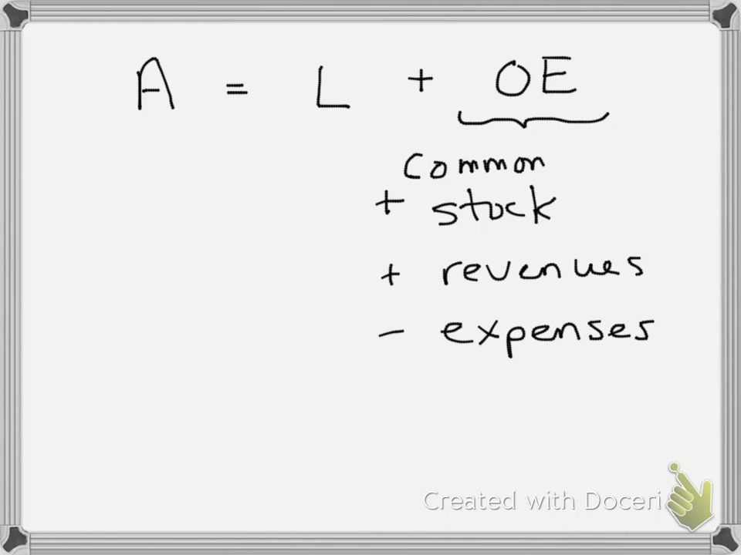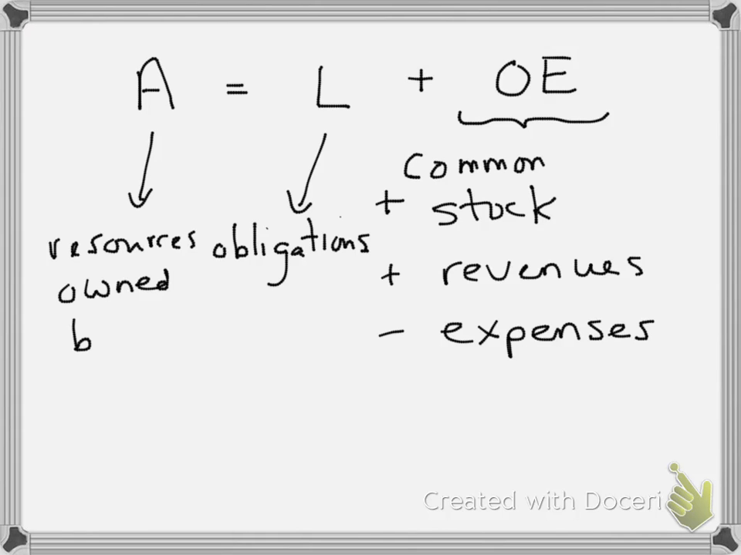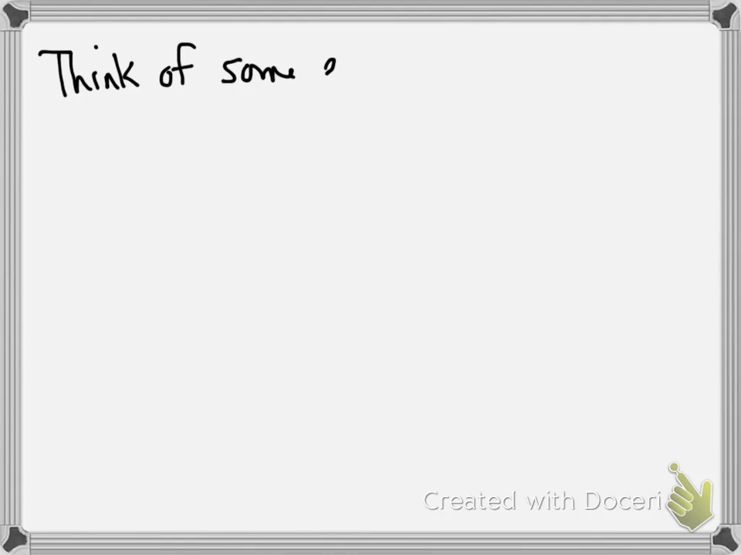Expenses have a decreasing effect on the value of a business. Liabilities are the obligations or the amounts that are owed to outsiders of the business. And assets stand for the resources that are owned by the business. These three components allow us to analyze transactions to be able to determine the value of the business and the results of operations. So for a minute, I want you to stop and think about some examples of assets.